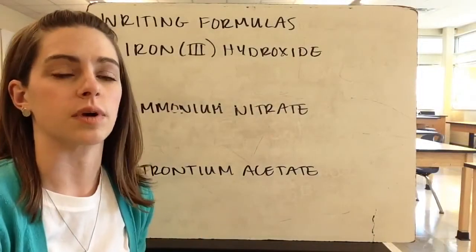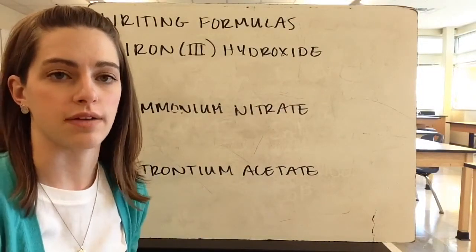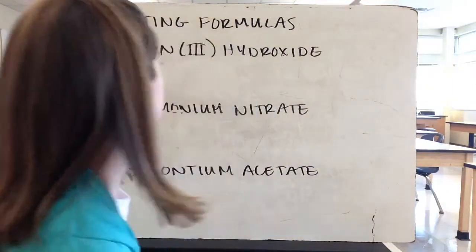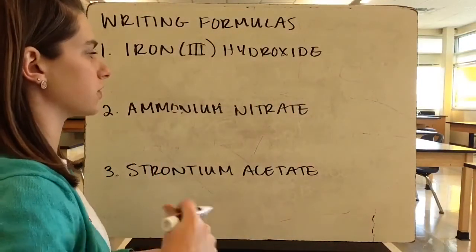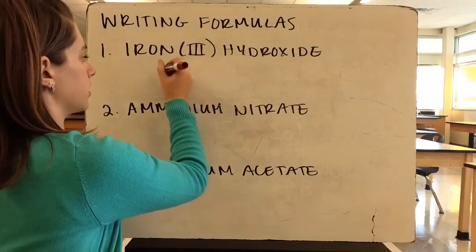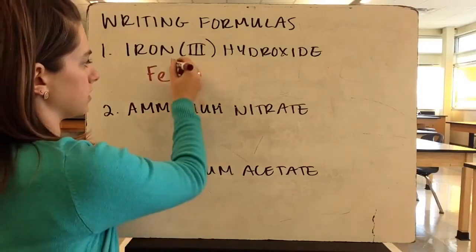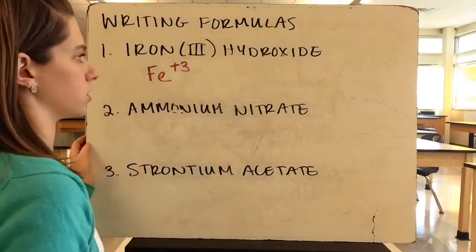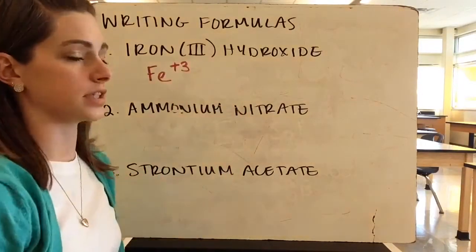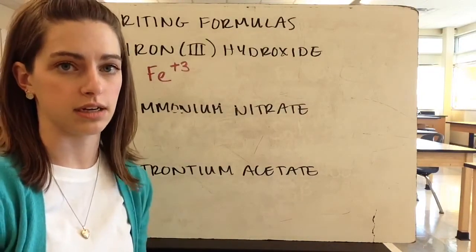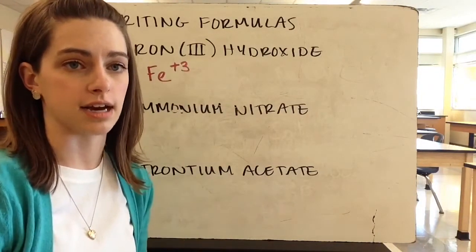So let's go the other way. Let's take the names and then write formulas for these ionic compounds with polyatomic ions. So the first one is iron(III) hydroxide. Iron is Fe. The Roman numeral tells us that our iron has a +3 charge. Now here's where it's going to get tricky. You have to recognize that hydroxide is not an element, that hydroxide is a polyatomic ion.